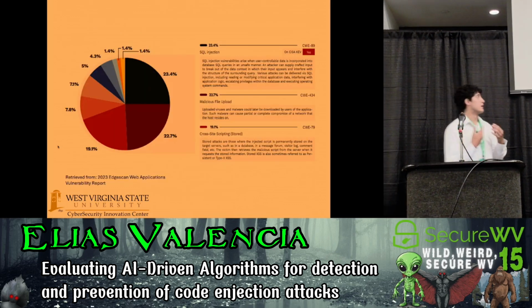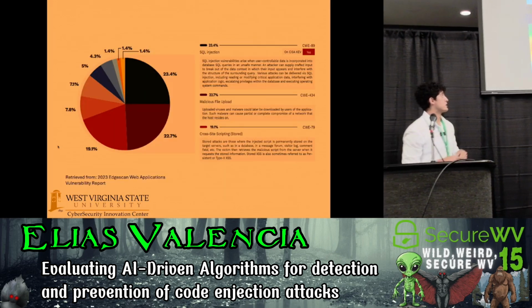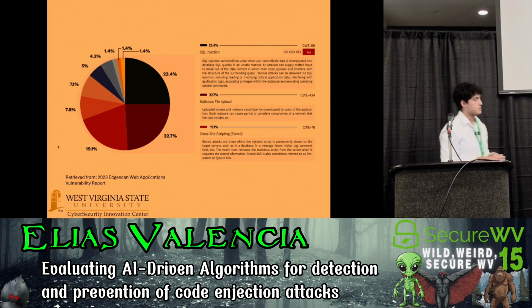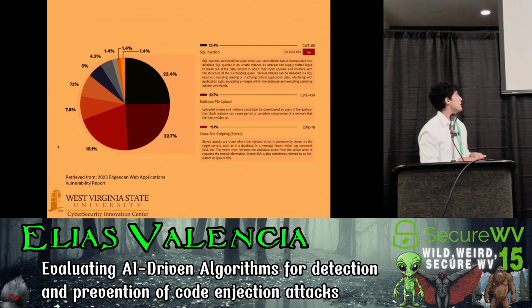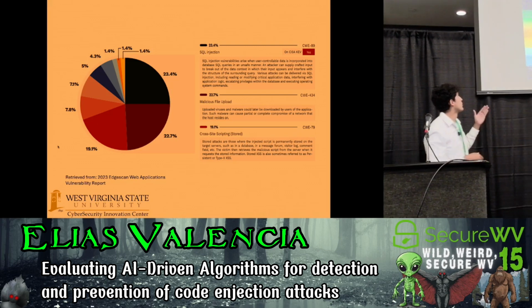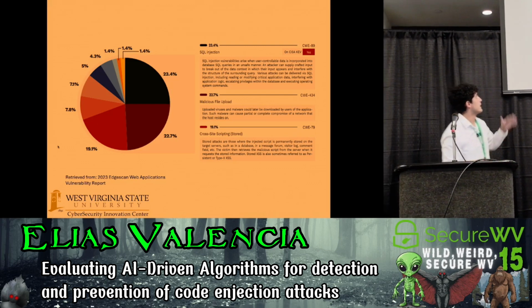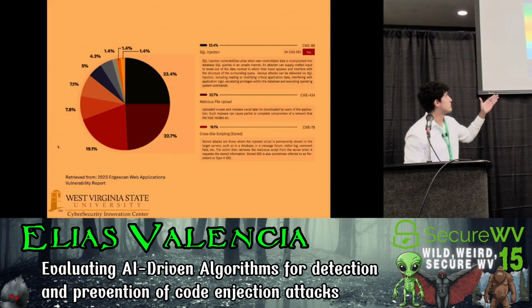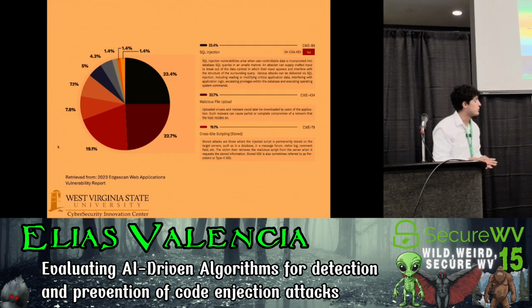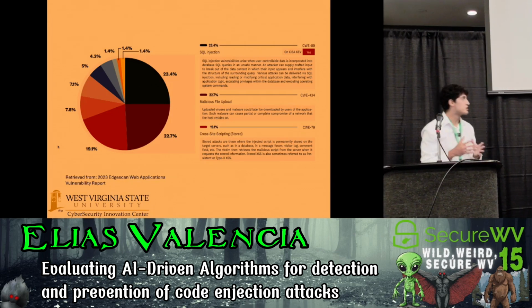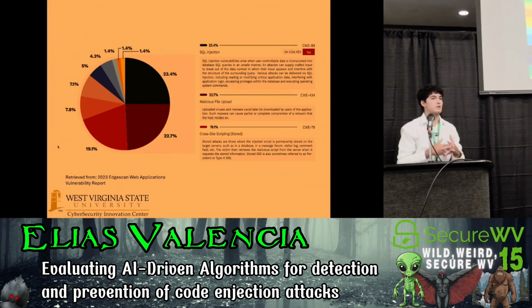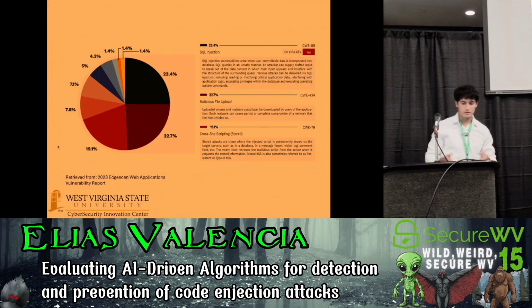Now, why is code injection attack so important? Well, as we can see here in the statistics from the 2023 Web Applications Vulnerability Report, SQL injection, cross-site scripting, and malicious file upload, which are all code injection attacks, represent approximately 60% of all the attacks in 2023 when it comes to web applications.